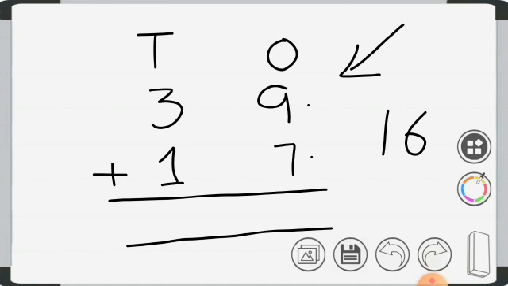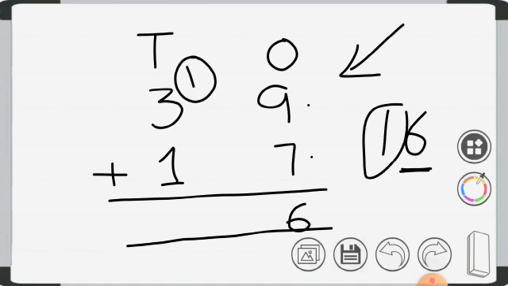But we will write only 6. Yes, the digit on the ones place under the ones, 6. And 1 will be carried on 3. This is called regrouping. 1 will be regrouped on 3. 3 plus 1 is 4, and plus 1 is 5. So we will write 5 in tens place. So what is the sum of 39 and 17? Yes, 56.